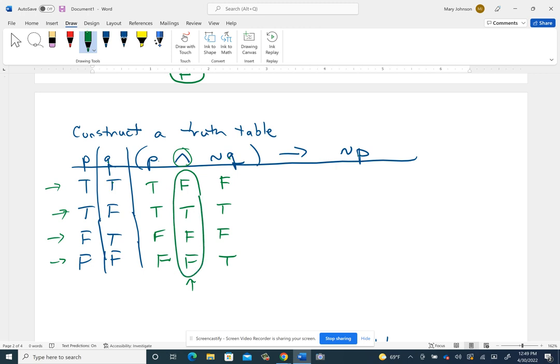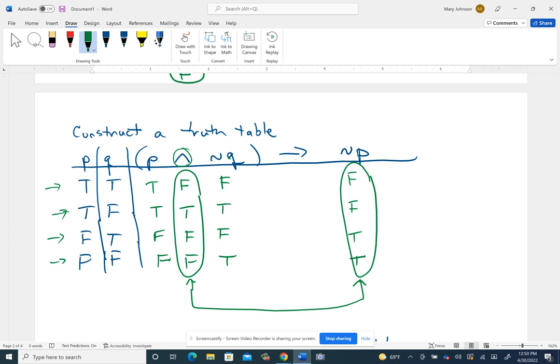Let's go over here to the not P. Not P would be false, false, true, true. Okay? So now I want to look at these two to produce this, to fill in this column right here. So I'm going to look at these two and see what happens.